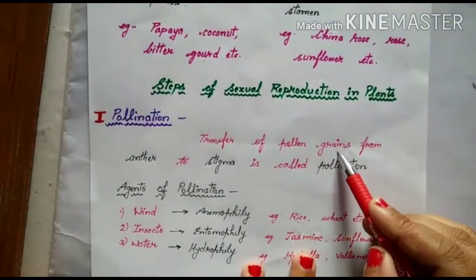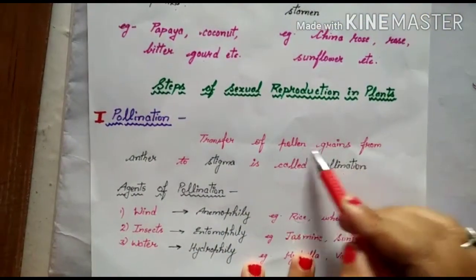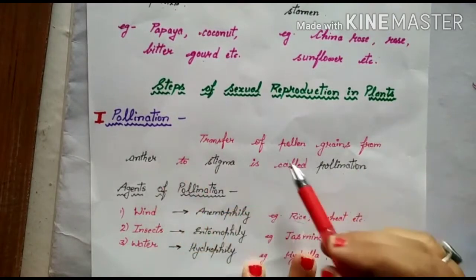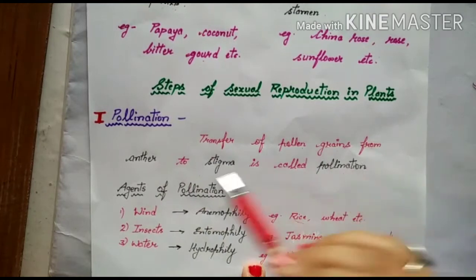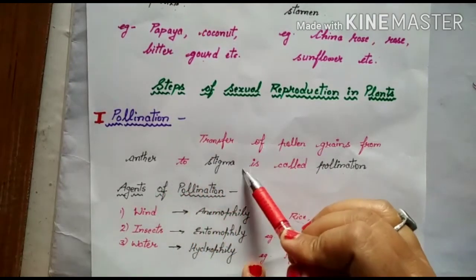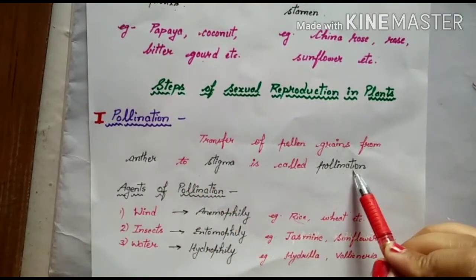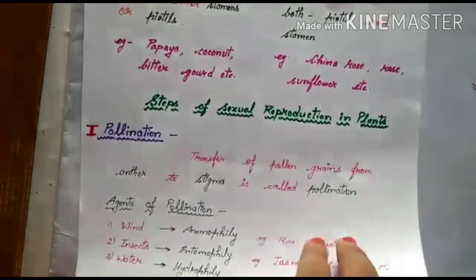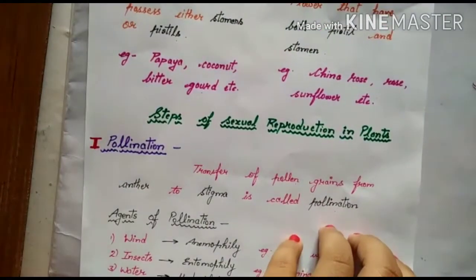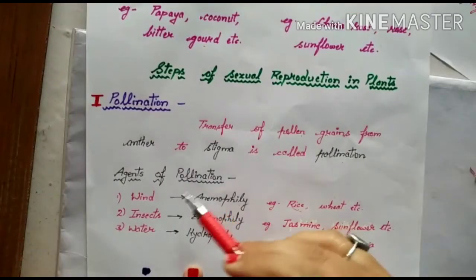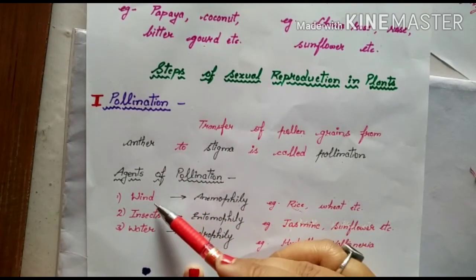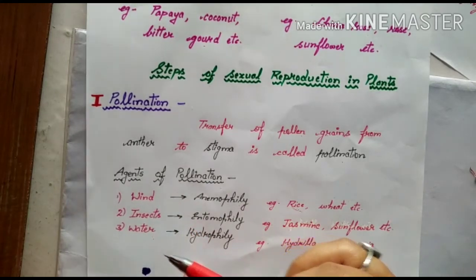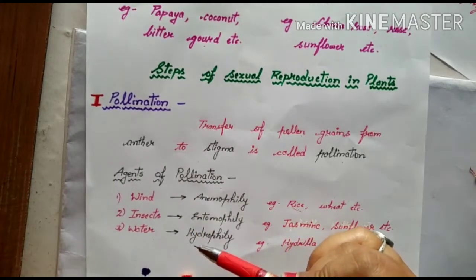Transfer of pollen grains from where? Pollen grains are in anther. So the transfer of pollen grains from anther to stigma is called pollination. Agents of pollination. These are the agents of pollination: wind, insects, water. Animals are also the agents of pollination.